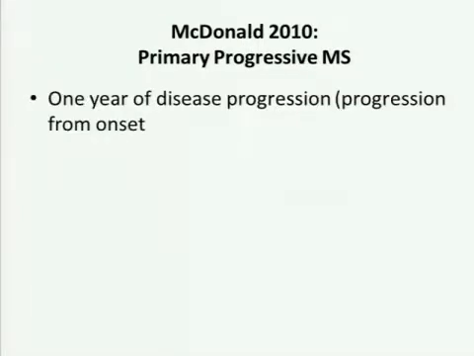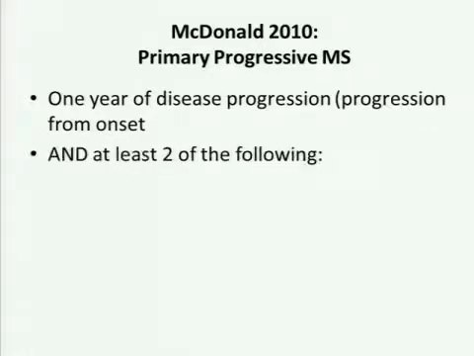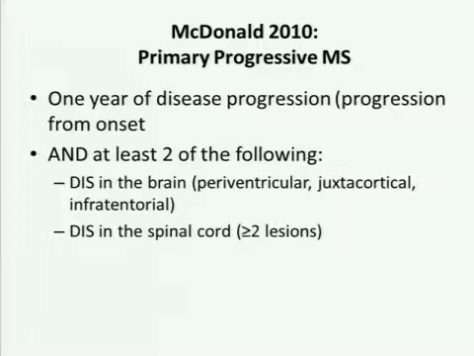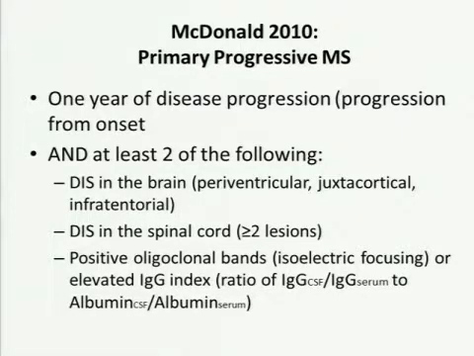Okay, so primary progressive MS is treated a little differently from the rest of them. The criteria are that you have 1 year of disease progression from onset, which can be either prospective or retrospective, and at least 2 of the following: dissemination in space in the brain, dissemination in space in the spinal cord, and positive oligoclonal bands or an elevated IgG index. You just need 2 of those 3. But primary progressive is a lot more challenging because the probability that you'll see enhancing lesions is quite a bit lower.